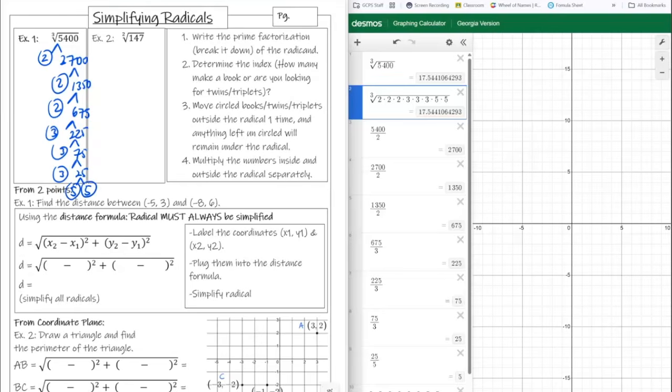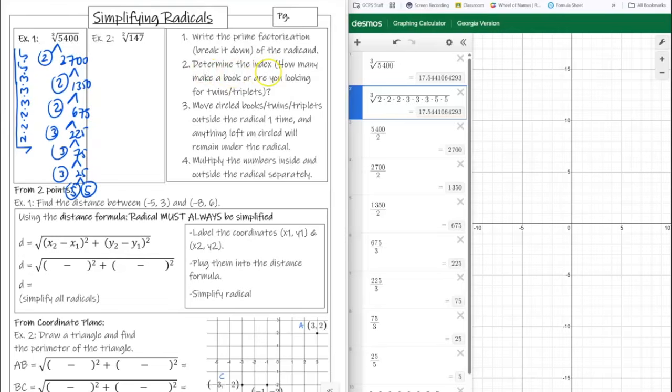All right, so again, what have we just done? We've put it under the radical. Leave a little space. And I'm going to write 2, 2, 2, 3, 3, 3, and then 5, 5. Okay, so that's all prime factorization means. So whatever you break down in the calculator, I want to see it right here on your piece of paper. All right, so now that I've done that, it says determine the index.